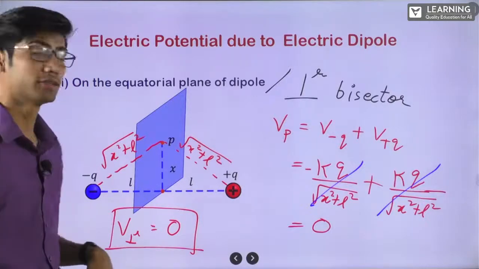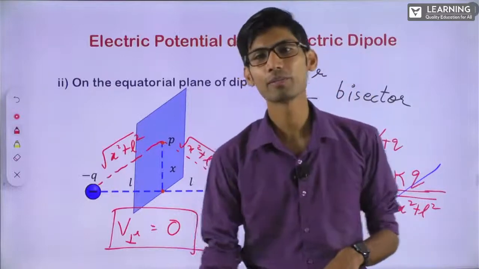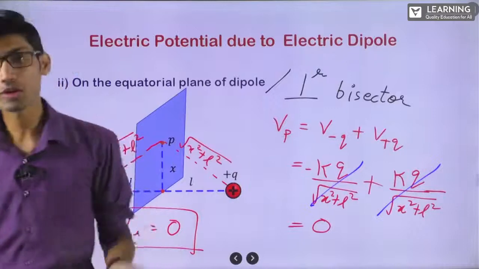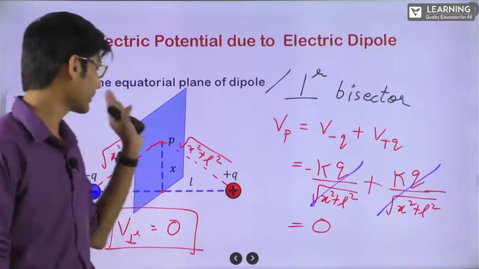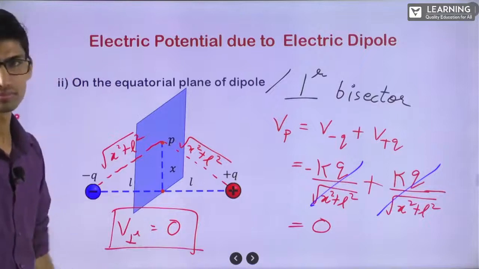Then, do you remember the electric field at the perpendicular bisector or the equatorial plane? Kp by r cube, right? On the axis it was 2 kp by r cube, and on the perpendicular bisector it was kp by r cube, and here it is 0. Okay.